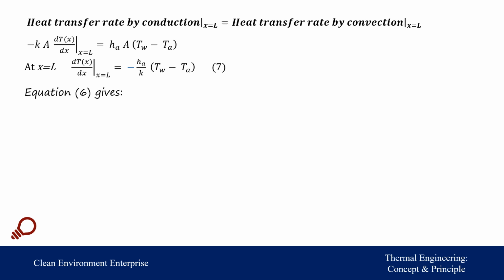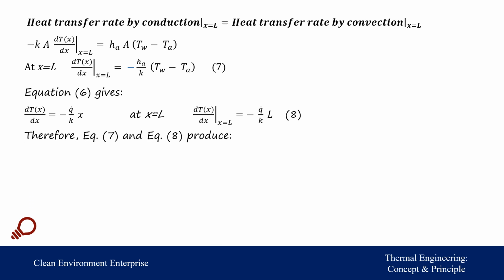And from equation 6, dT by dx equals minus q dot divided by k times x. If x equals L, then dT by dx at x equal to L equals minus q dot divided by k times L. This is equation number 8.